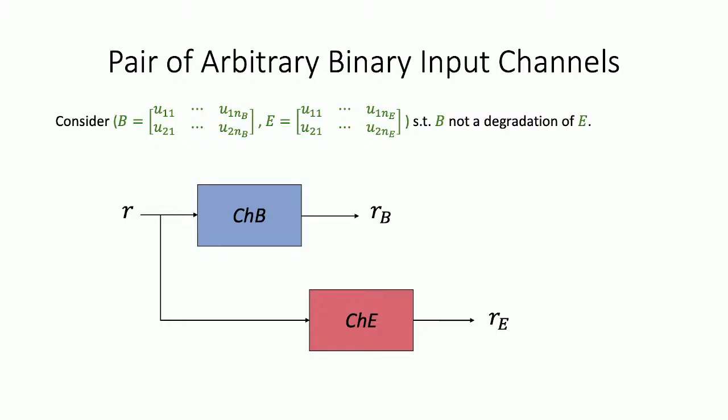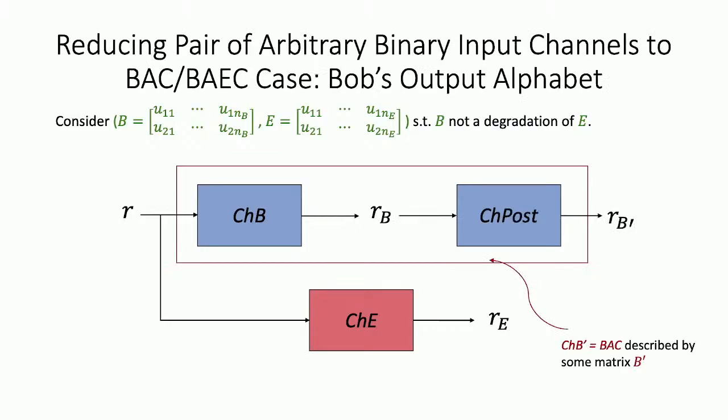And again, we're going to be viewing this matrix. So think of B as this 2 by n sub B matrix, and E as this 2 by n sub E matrix. And one could do some wishful thinking and say, OK, Bob is receiving some received string R sub B, but we really want to view this as some BAC. How would we do this? You could imagine Bob post-processing his output with some other channel, with some other row stochastic matrix, to produce what is effectively a BAC.